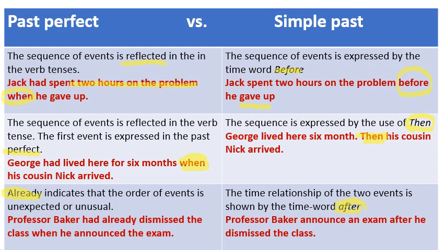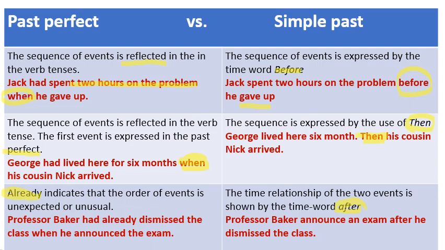Already, we use already with the past perfect. Why? Remember we said that already is one of the time expressions that we use with the present perfect. We also use already with the past perfect to indicate the order of events is unexpected. Okay, يعني when you have something which is unusual or unexpected, we tend to use already.